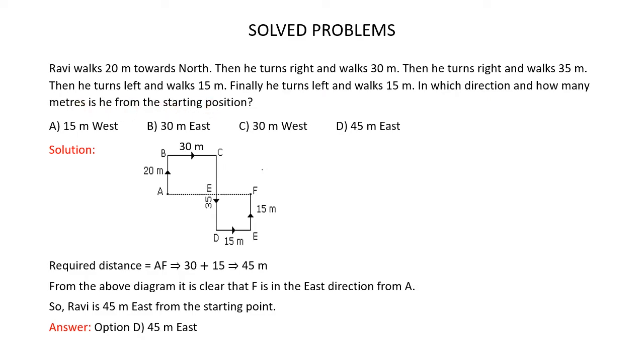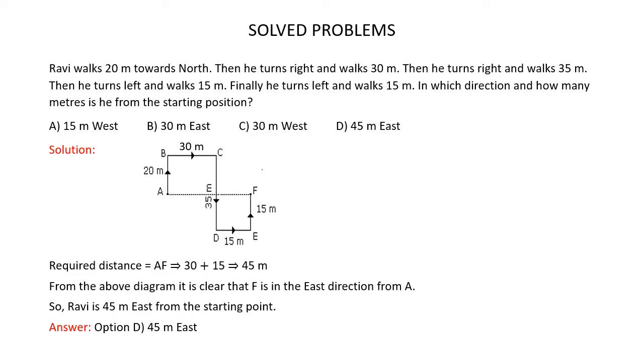Here you are given four options and you have to find out which of these options is the correct one. So here you are asked to find in which direction Ravi is in the final position, and also how many meters is he from the starting position. So first let's draw a diagram for the information given in the question.